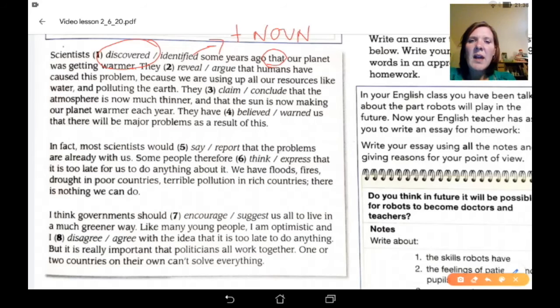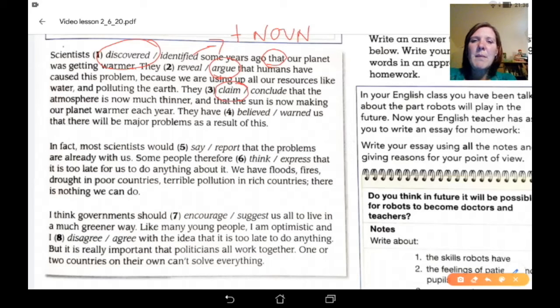Number 2, they argue. Okay, this is not argue in the sense of maybe like litigare. It means when you give your opinion about something. Okay, so they argue.